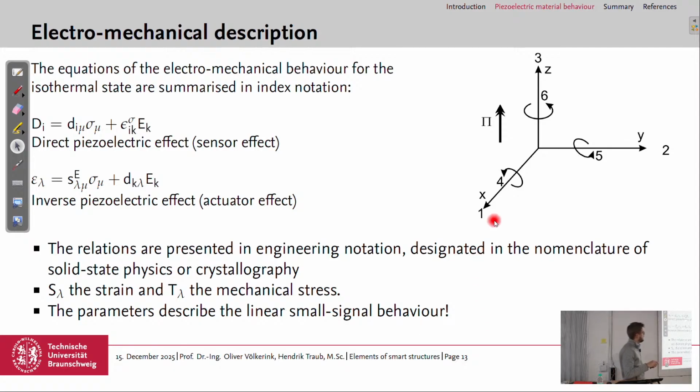And we have the coordinate system here. So the x-axis is the 1 direction, the y-axis the 2 direction, and in thickness, the z or 3 direction. We have the rotations around the 1, 2, and 3 axis, 4, 5, and 6. And most of the time, we define that the electrical field goes in the 3 direction. So we will have a look at in total 3 different effects, but most of the time the electric field or the polarization direction is defined as in the thickness direction.